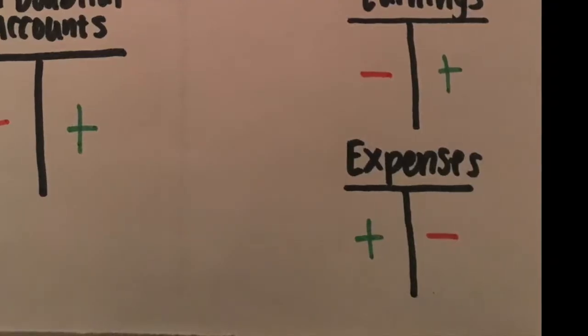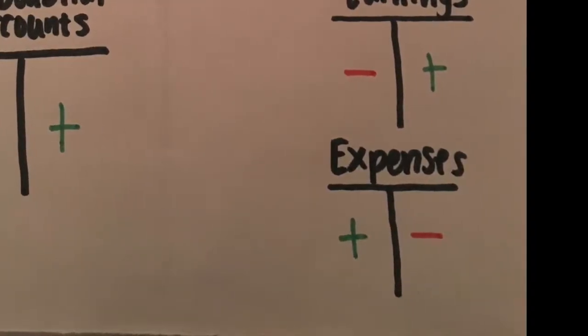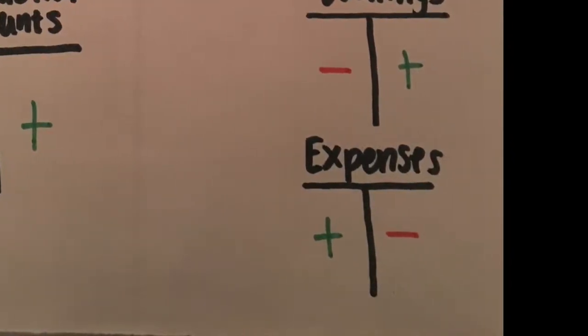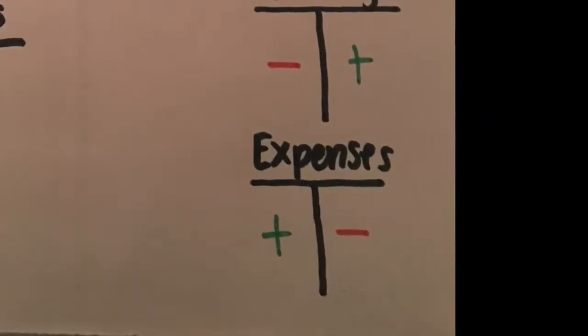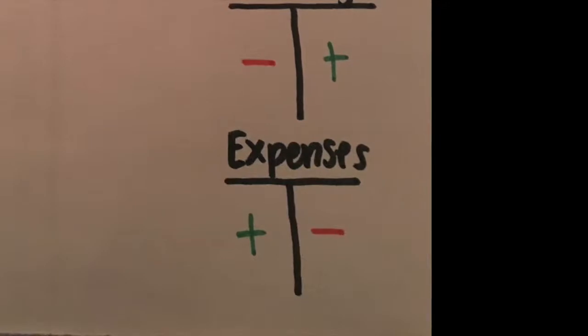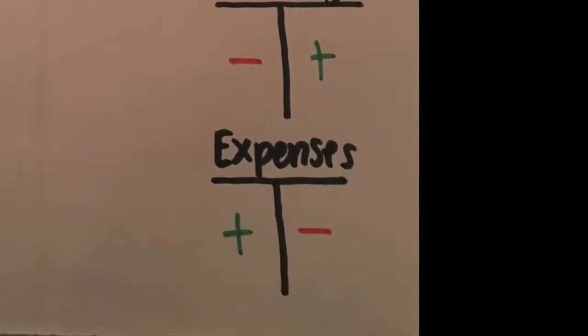Oh, I forgot to tell you about expenses. Expenses are a temporary owner's equity account under retained earnings, and it has a normal debit balance. This means that a debit increases the account and a credit decreases the account. Dividends is also a temporary account under retained earnings with a normal debit balance.